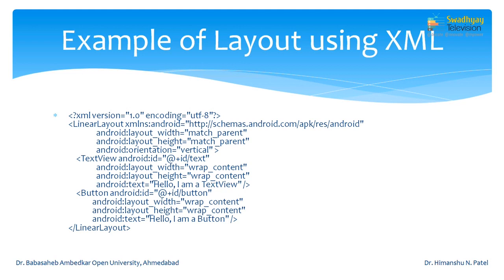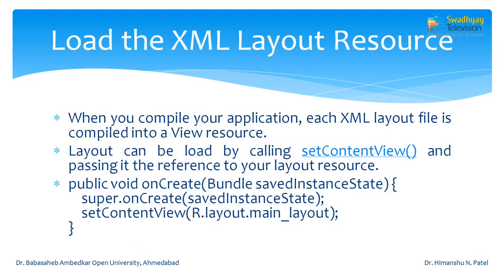Here you specify every control name and the attributes for that control. Later on we will discuss these attributes and controls in much more detail, but right now you can have an idea of how a layout file is defined to arrange your controls. Now, we have defined a layout which has one text view and a button. Now, how do we load this layout file into an activity?